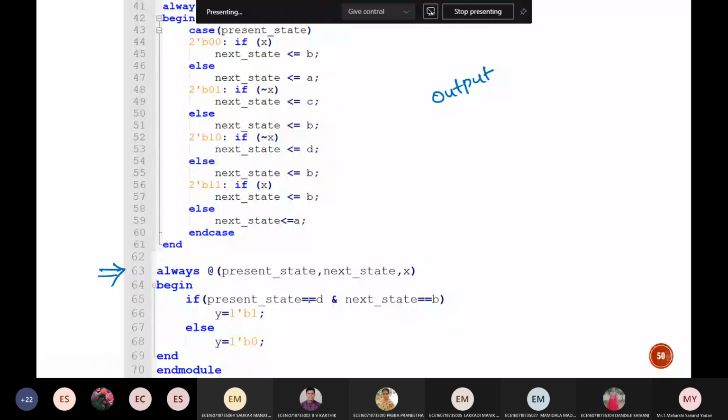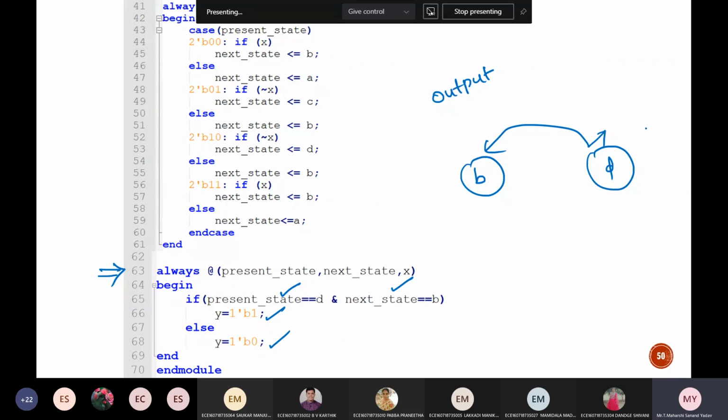See here. If present state is equal to D, if next state is equal to B, output will be 1 or else it will be 0. Why? Because we are getting output only when it is going from D to B. The arrow starting point is D and ending point is B. So this is present state, this is next state. And what is the input? X slash y or z. So when x is equal to 1, I'm getting output as 1. So you have to check these two cases. D should be present state and B should be next state. If it is satisfied, then output will be 1 or else it will be 0.